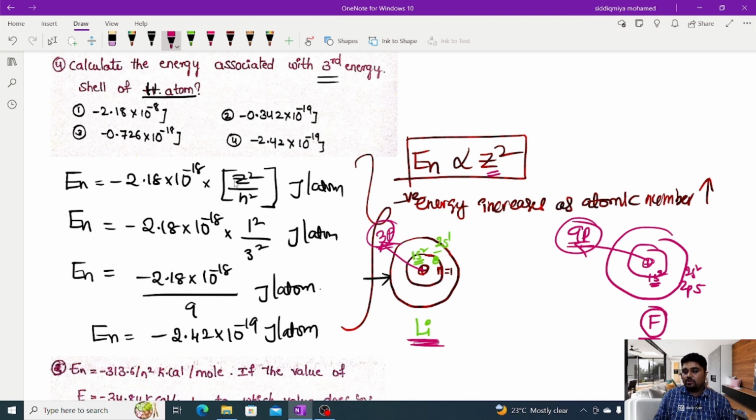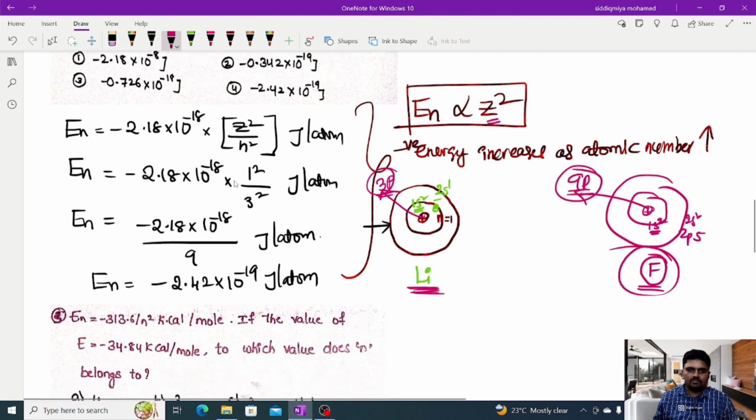Here in the fluorine atom, the first orbit electron is more tightly bonded. In lithium, the first orbit electron is a little bit loosely bonded, the reason being that here there are only 3 protons compared to these two. In fluorine the first orbit electron is more tightly bonded than in lithium. Why? Because here the atomic number is more, the number of protons is more, so fluorine can tightly hold the electron when compared to lithium.